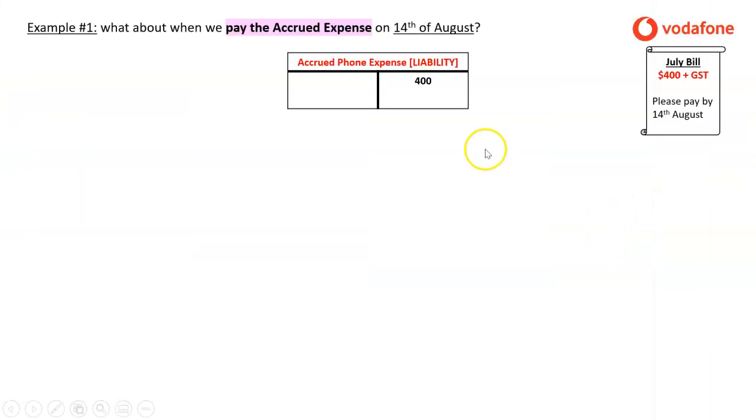So then what happens? Well, we've got this liability here, called accrued phone expense, which is a liability, just like accounts payable would be, or a loan. It's just sitting there with a balance. We got the bill, and then on the 14th, we're going to settle that or pay it. So what will happen there?